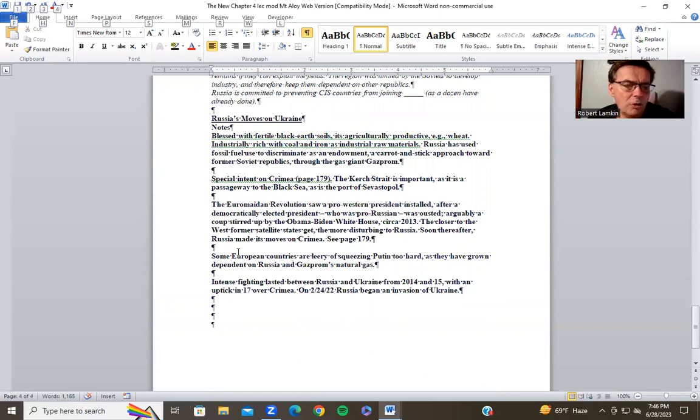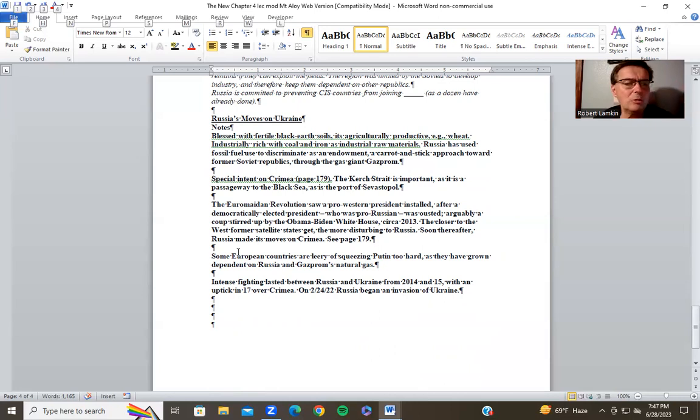So, Ukraine is blessed with black earth soils. It's agriculturally productive. Back during the Soviet era, when it was part of the Soviet Union, it was known as the breadbasket, because they were growing tons of wheat there. It also has coal and iron as industrial raw materials.